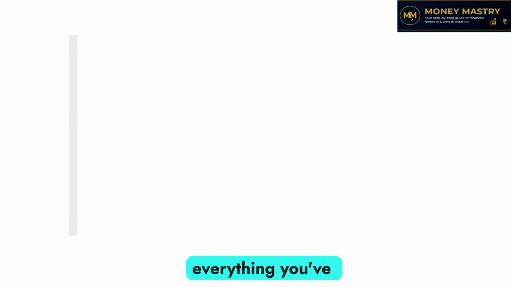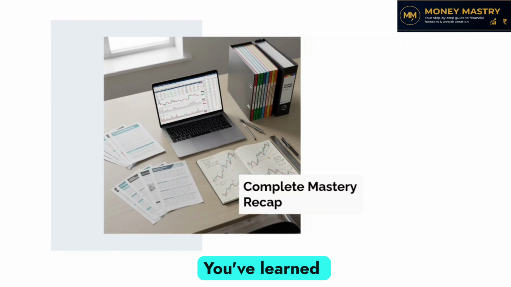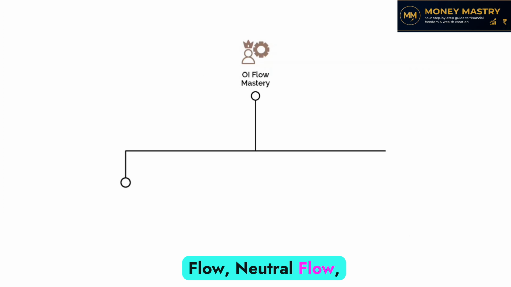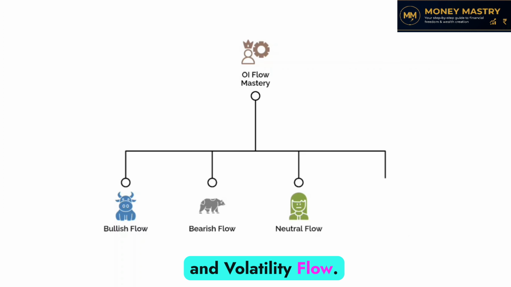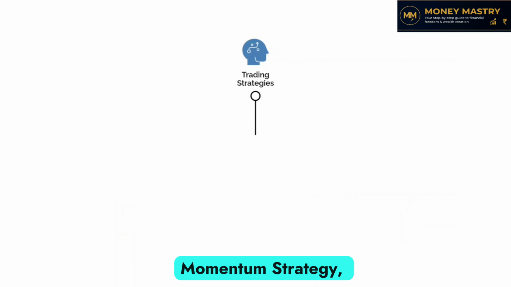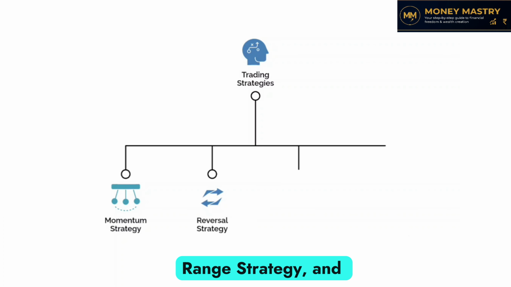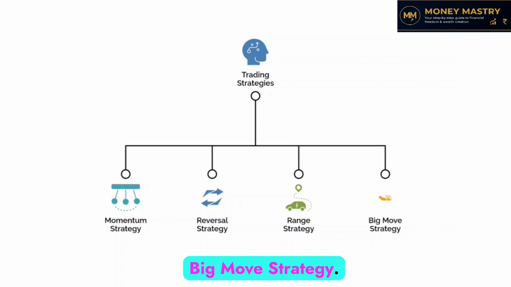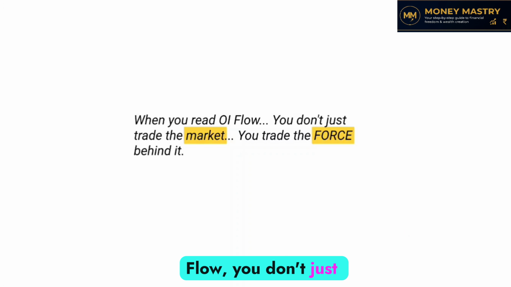Let's recap everything you've mastered about OI flow today. You've learned bullish flow, bearish flow, neutral flow, and volatility flow. You've mastered the momentum strategy, reversal strategy, range strategy, and big move strategy. When you read OI flow, you don't just trade the market, you trade the force behind it.